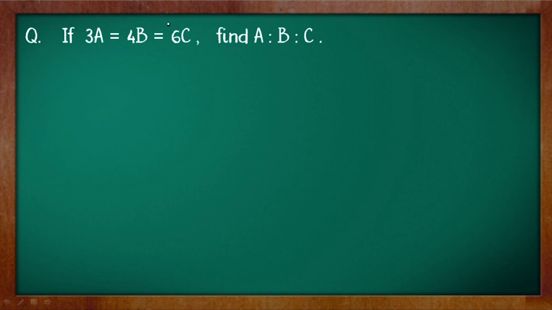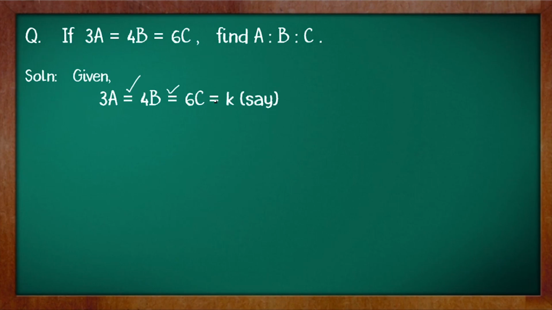So let's write given, and in that case where the three variables are related with an equal to sign, what we will do is we will say that it is equal to some other variable or constant. Let's say it is k. Okay, so we are getting 3a is equal to k, 4b is also equal to k, and 6c is also equal to k.